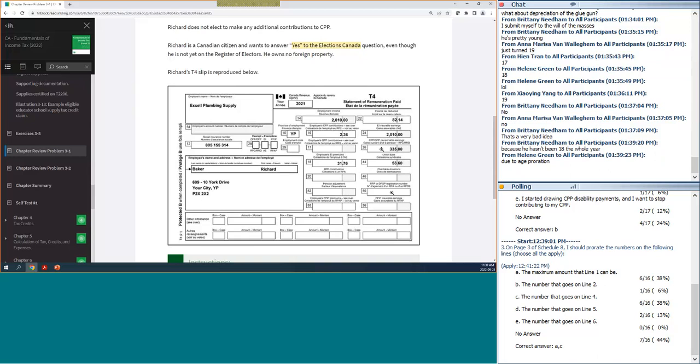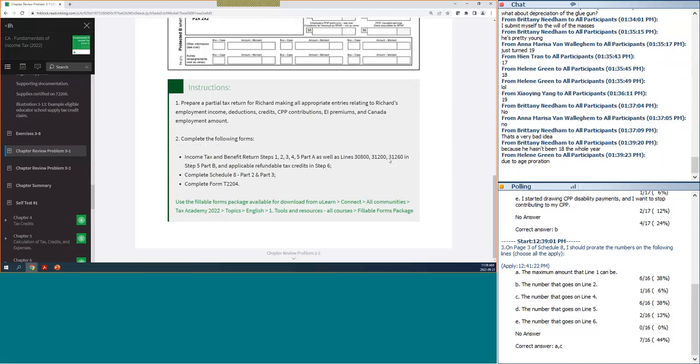And of course, union dues, don't forget the union dues. He paid some union dues. We're going to do a return for him. Now for this one, I'm going to show it to you within our tax software. So let me just find the file.